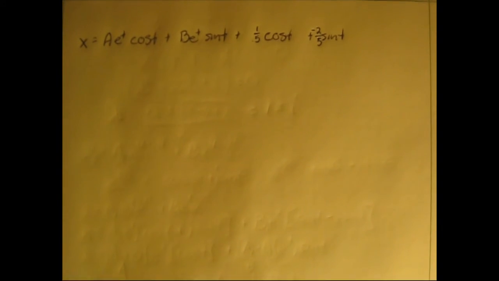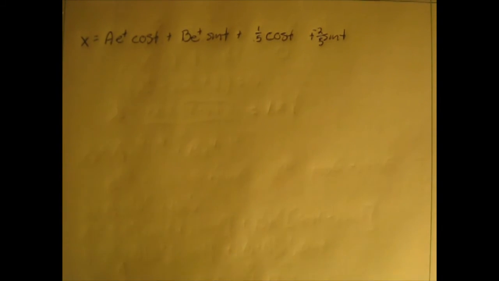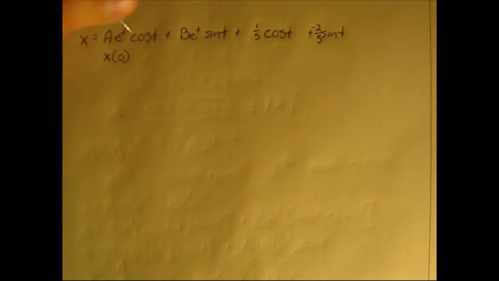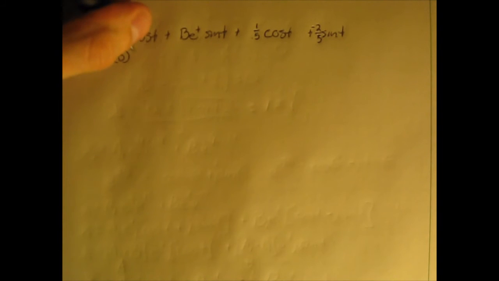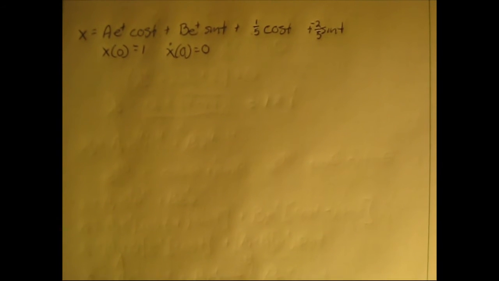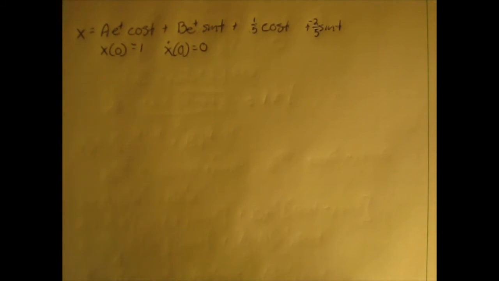We're almost done. I'll just go ahead and rewrite our initial conditions that were given several minutes ago. So we know that x of 0 is equal to 1, and then we know that x dot of 0 is equal to 0. Now, we'll go ahead and plug it in. So x of 0, this is the easy one, x of 0 is 1.